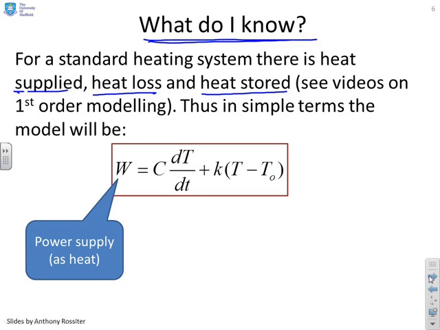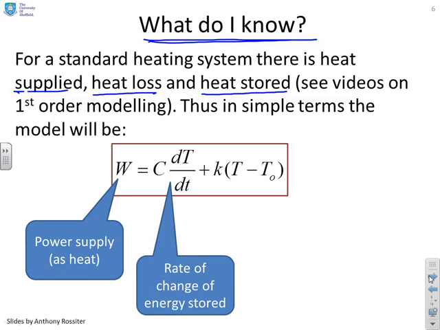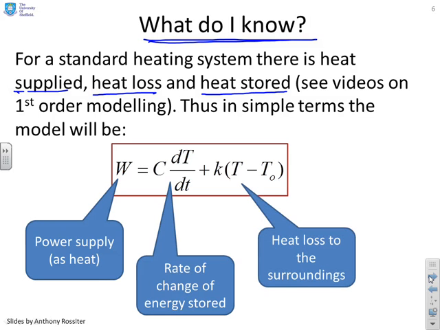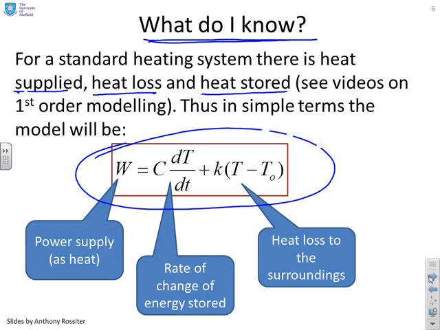You'll see W. How much heat are you supplying to this house? That's what's coming from the boiler, and here I've called it W. You've got how much heat is stored, and here I've done a rate of change of energy stored as C, the capacitance, times dT/dt, where capital T is the temperature. And then you've got how much heat is lost to the surroundings, so that's some K times the temperature of the house, T, minus T0, the temperature of the surroundings. So you see you get a very simple first-order model represents this system.